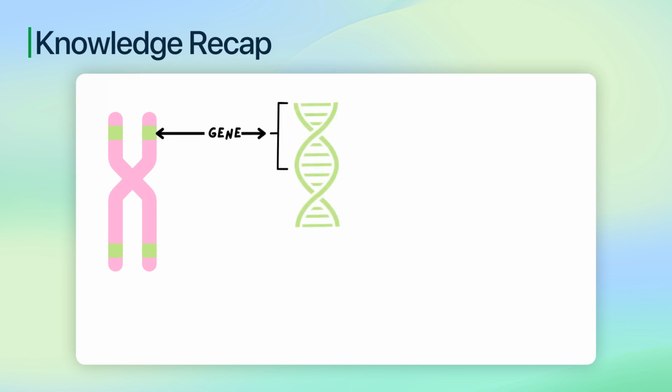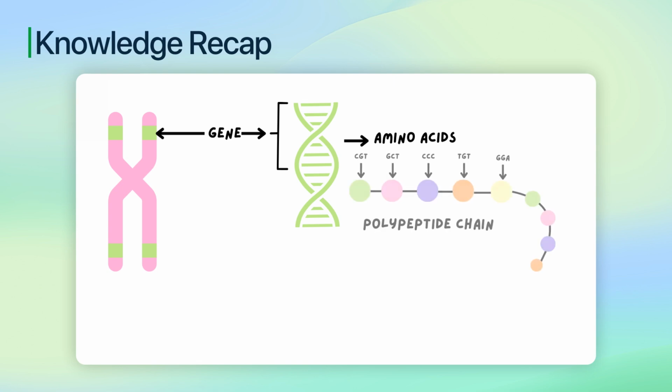Before we dive into the process of protein synthesis, let's quickly recap what you already know about DNA and genes. A gene is a segment of DNA with a specific sequence of bases. This sequence encodes the instructions for creating a sequence of amino acids. Every 3 bases in a gene correspond to one amino acid. The particular order of these bases determines the type and order of amino acids in a polypeptide chain, which ultimately forms a protein.